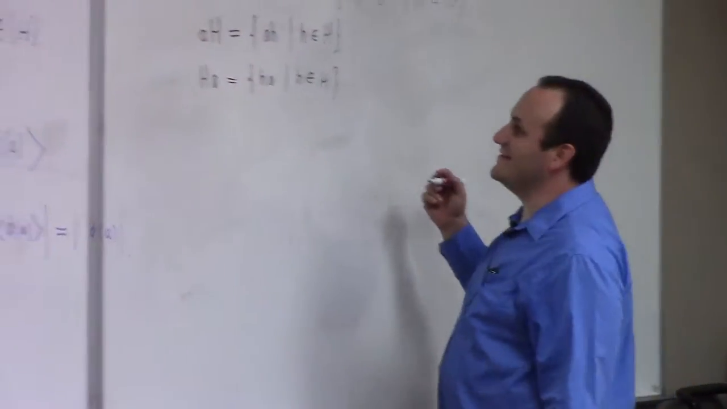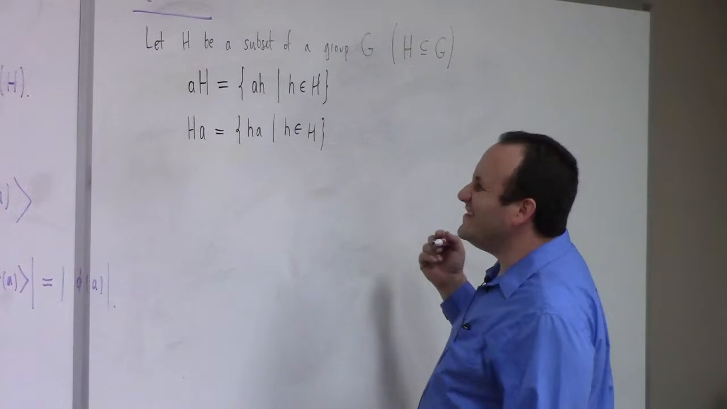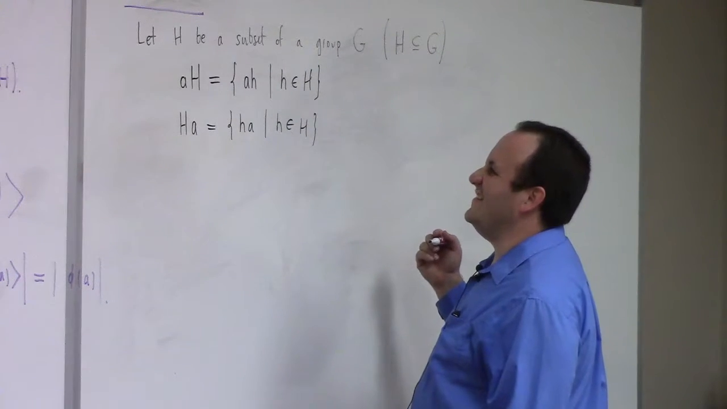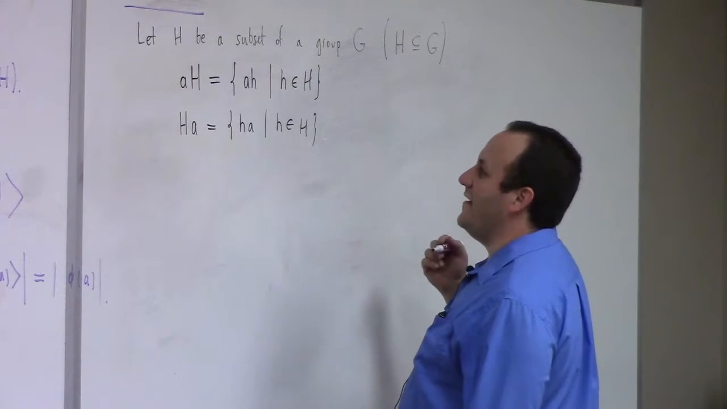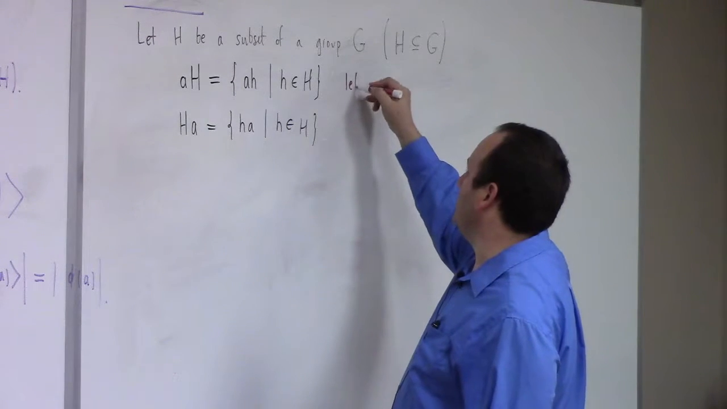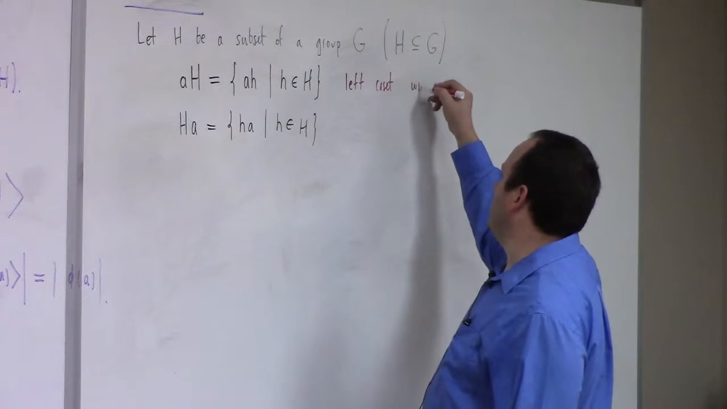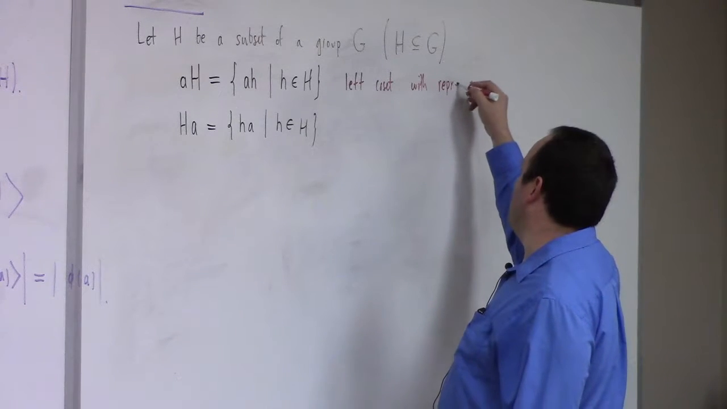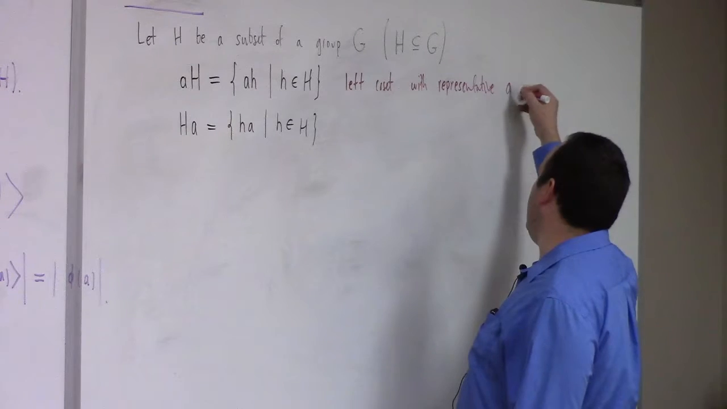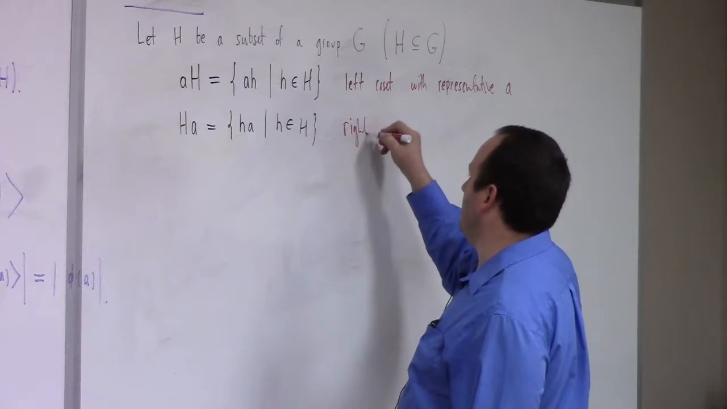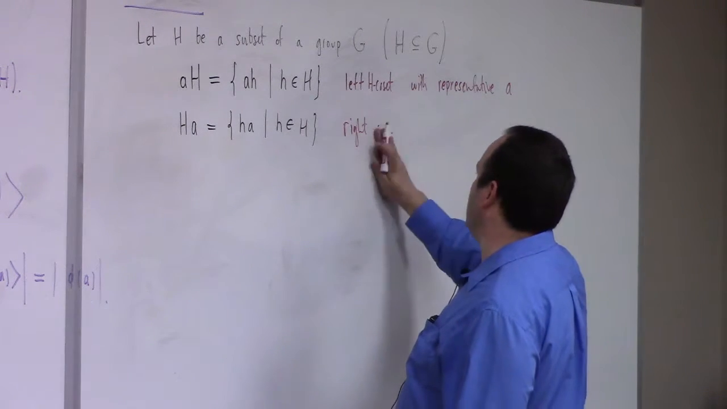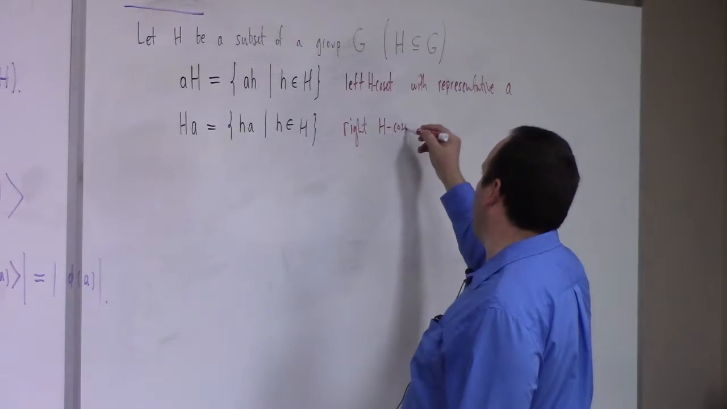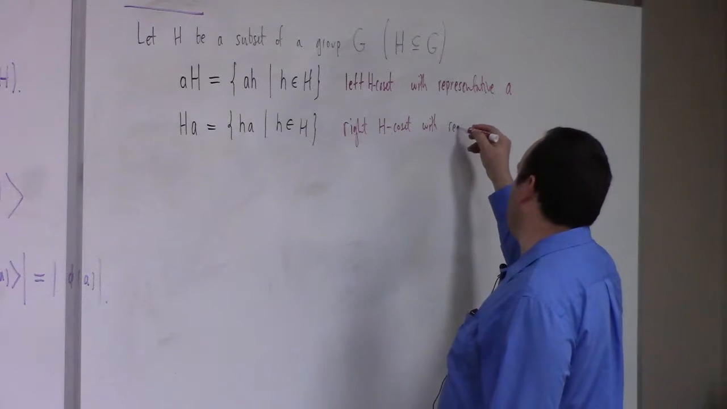Well, that seems to beg a, I mean, wait a minute. Who says it contains a? If H is not a subgroup, it doesn't necessarily contain a. I wouldn't say that. So let's just say this is the left coset with representative a. This is the right coset. And to be more specific, it's a left H coset. This is a right H coset. Again, with representative a.